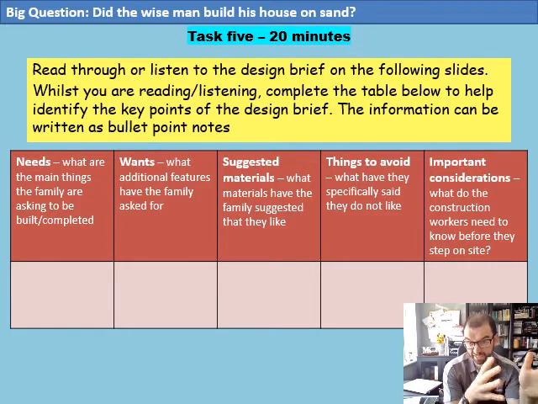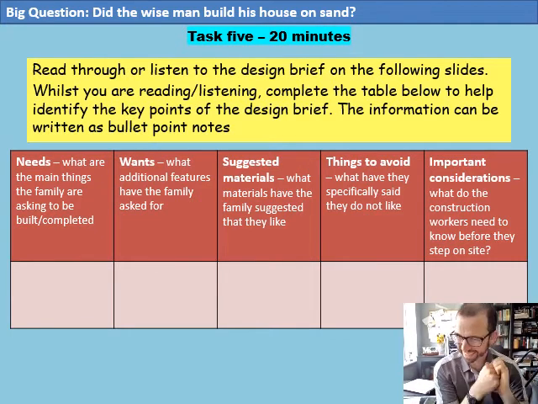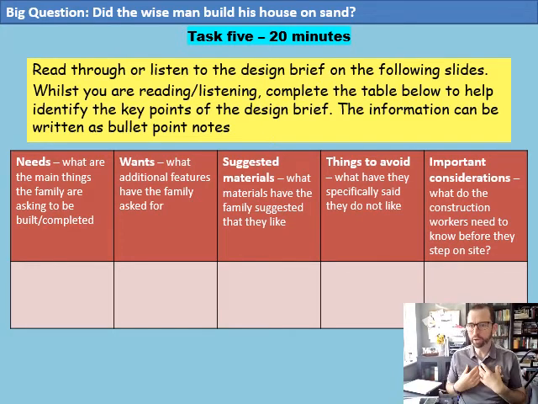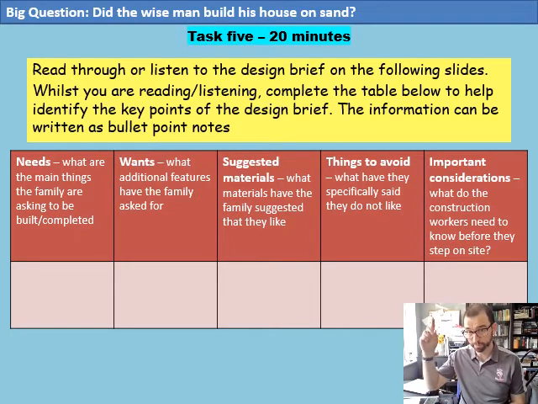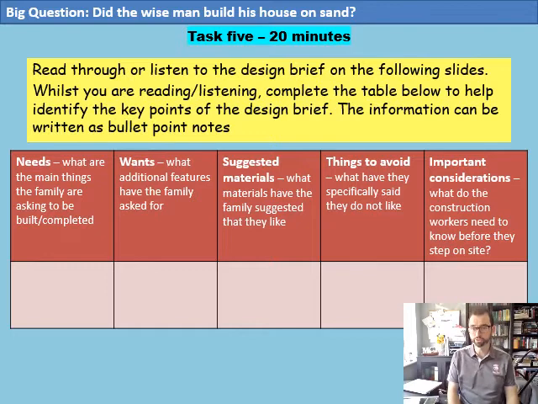Needs are what it has to have. Wants would be really nice if we could have them. I want to have a swimming pool, but it's not going to happen. So identify what the key needs are and what the extras are. Suggested materials: what materials have the family said they'd like? A bit like I talked about my tiles we needed to have. Things to avoid: what don't they want? And are there any other considerations we need to look at before builders step on site? So you want to write a list of those.